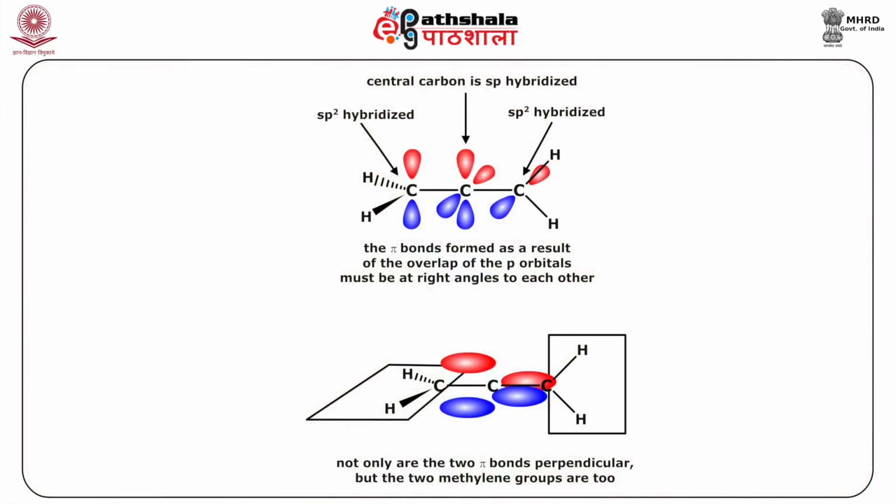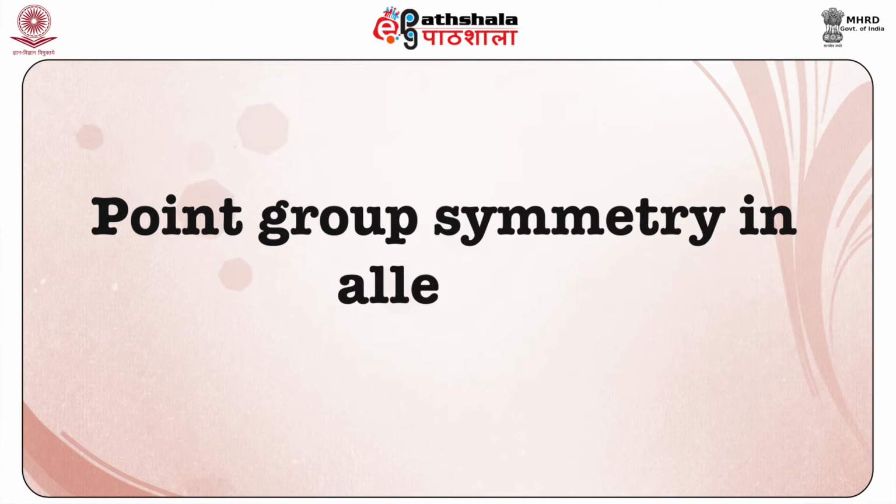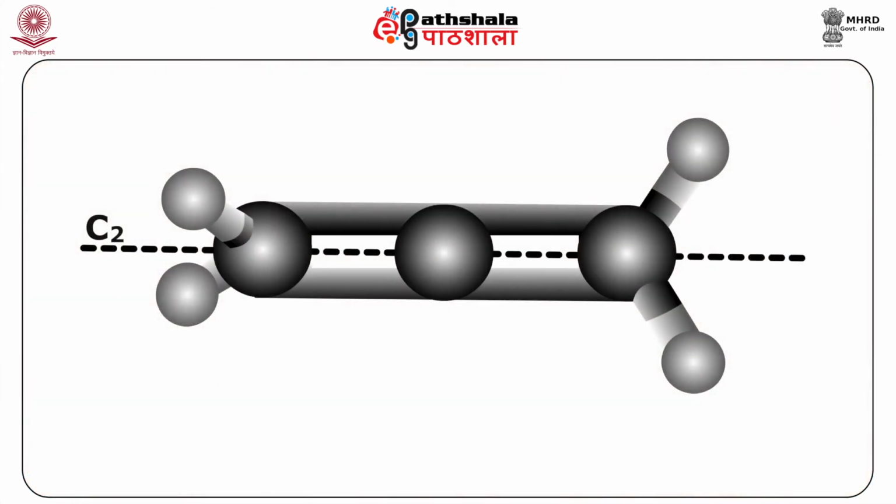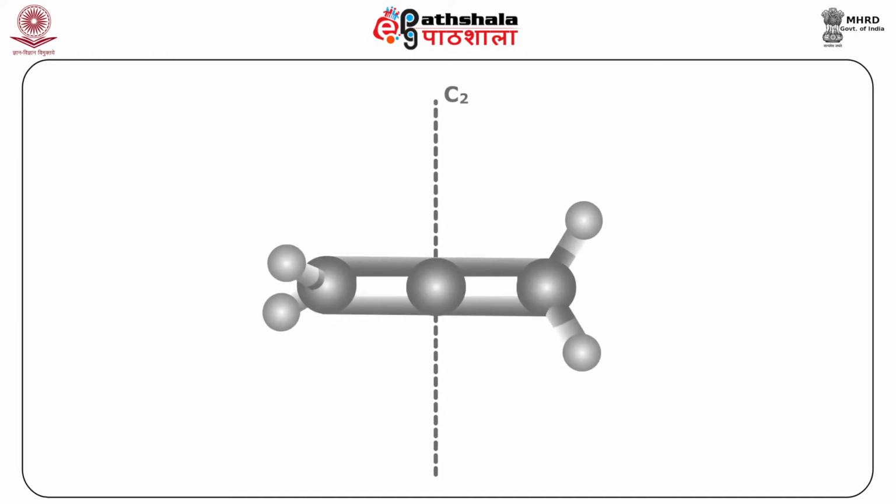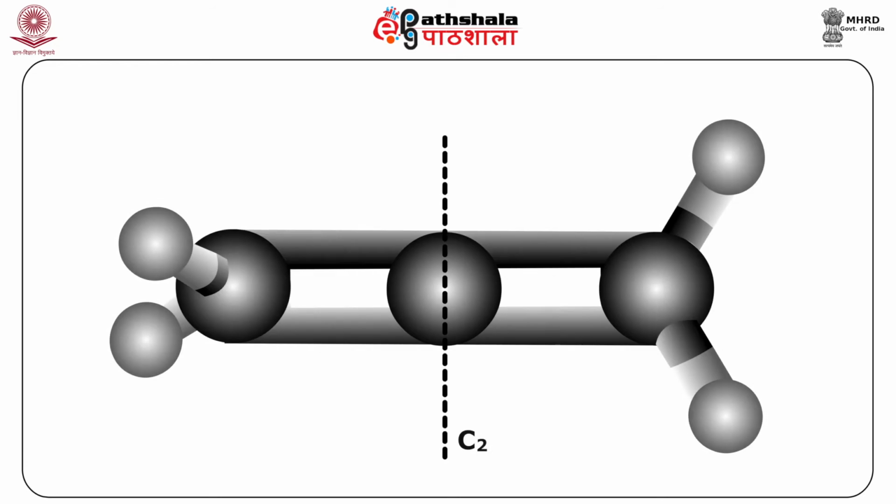These 2 pi bonds are perpendicular to each other, as you can see here, and you can see the p orbitals overlapping in allenes. Now we shall study the point group symmetry in allenes. We have learned that allene has 2 pi bonds perpendicular to each other. It has 3 C2 axes, one which passes through the 3 carbon atoms of the allene, the other which passes through the central carbon of allene, and the third one which passes through the central carbon of allene perpendicular to the earlier axis. It is shown clearly in the figure.